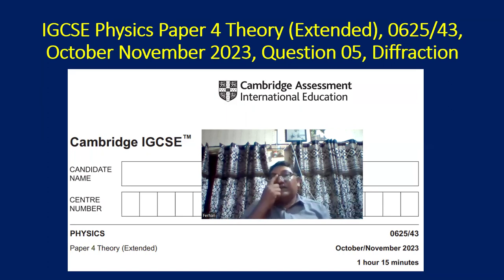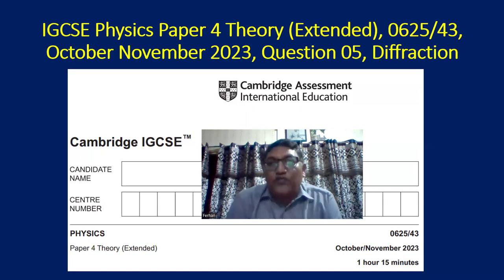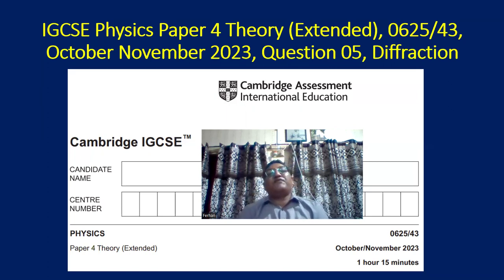This is Standard Physics, and the code for this subject is 0625. Today we are solving its paper 4, and we have selected the October-November 2023 4-3 paper. This paper 4 belongs to Zone 3. So in this video, we are going to attempt question number 5 of this paper. This question is related to the topic diffraction.